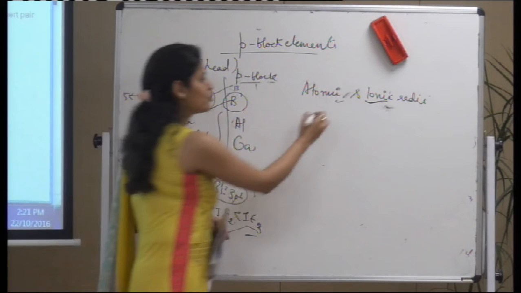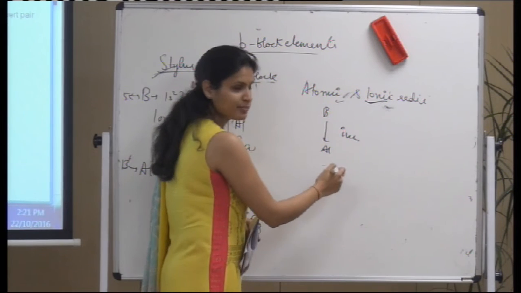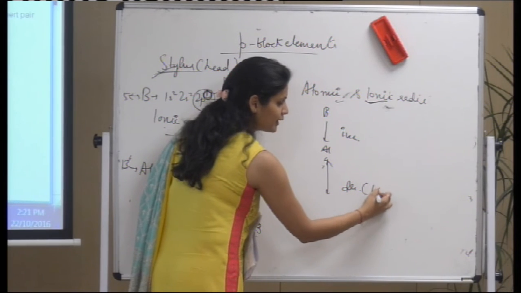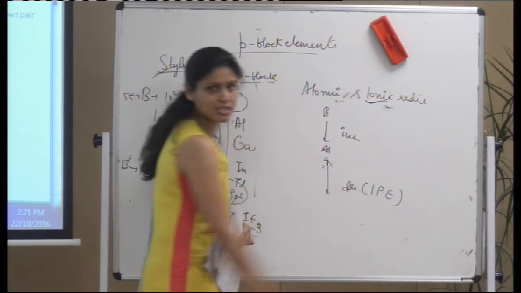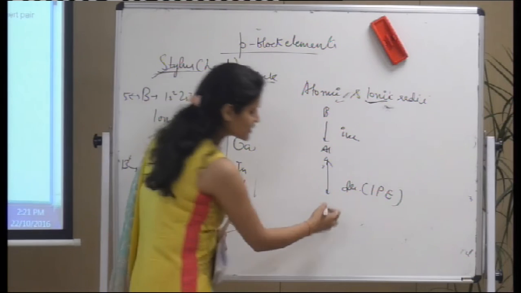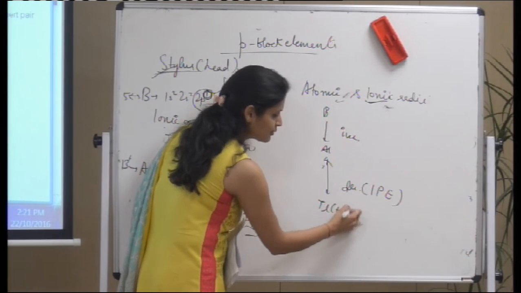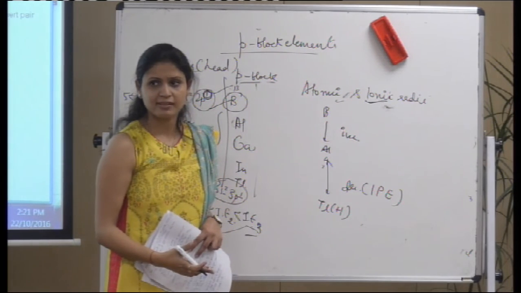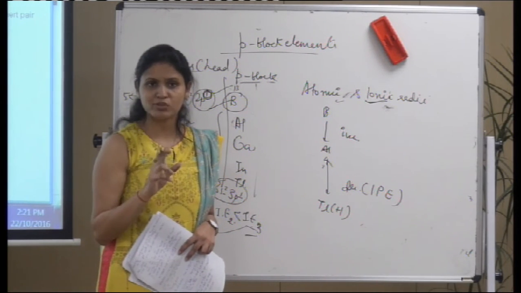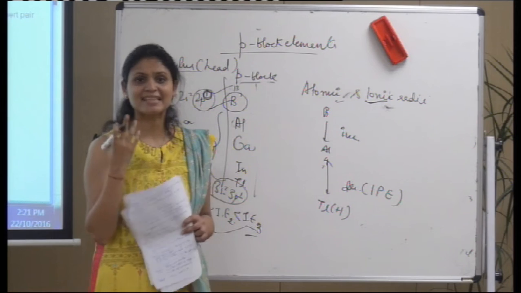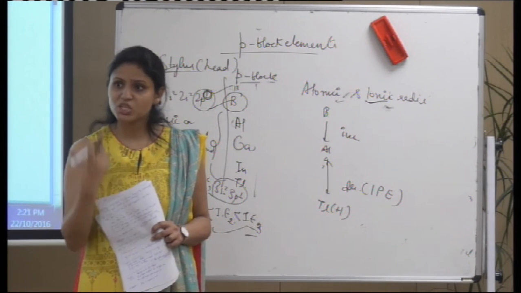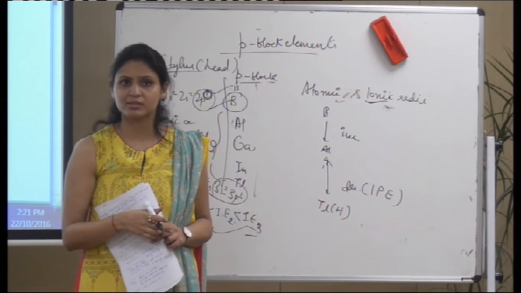What should be the trend of atomic and ionic radii? From boron to aluminium, it would increase, but after that it would decrease due to inert pair effect. Remember, this was thallium +1. If this is +1, it is not preferring the +3 state. That means it has lost only 1 electron, that means less attraction to the nucleus. More charge means more attraction to the nucleus, right?